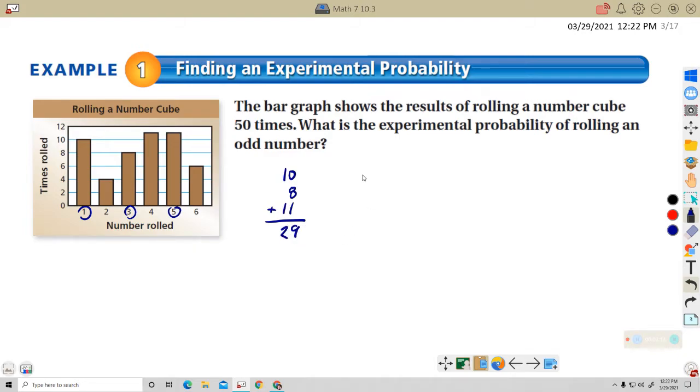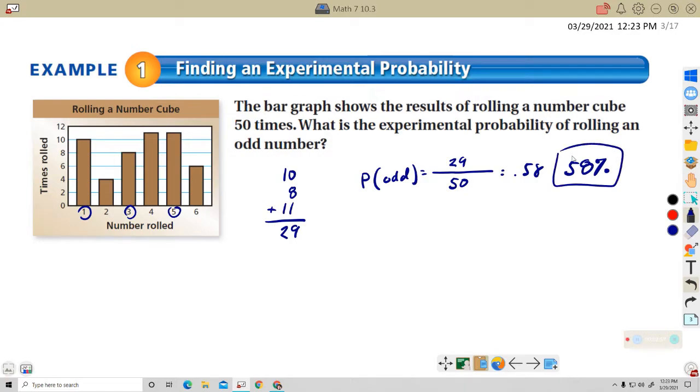That's 29. So the probability of odd is going to equal 29 out of 50. 29 out of 50. And that's going to be, I don't know, whatever 29 times 2 is, I suppose, right? 29 divided by 50 equals 0.58, so 58%. I don't know if we can reduce 29 over 50, because 29 is prime. So 29 out of 50, or 58%.